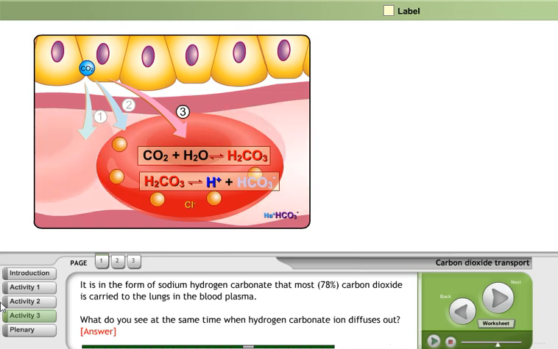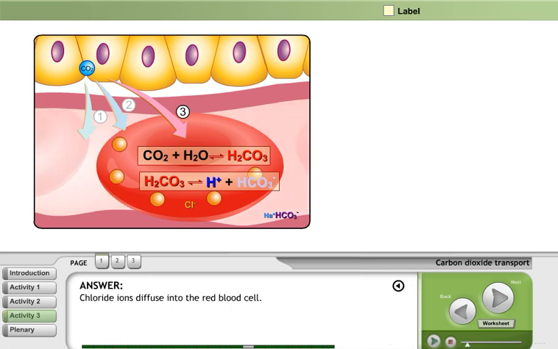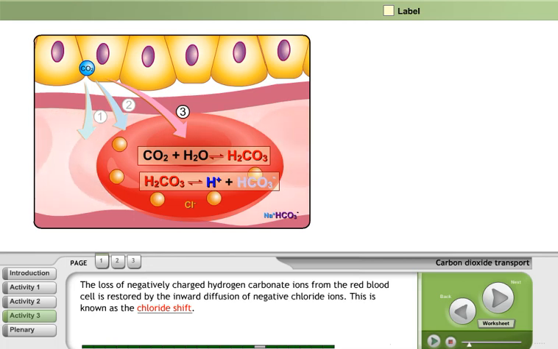the blood plasma. What do you see at the same time when hydrogen carbonate ion diffuses out? Answer: chloride ions diffuse into the red blood cells. The loss of negatively charged hydrogen carbonate ions from the red blood cell is restored by the inward diffusion of negative chloride ions. This is known as the chloride shift.